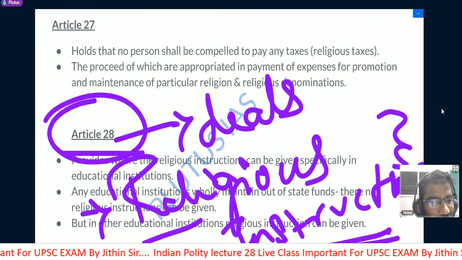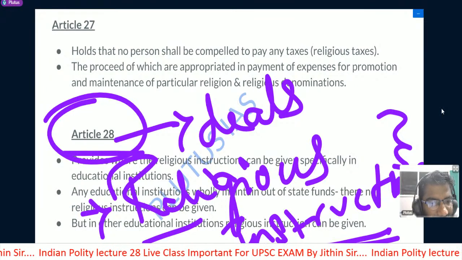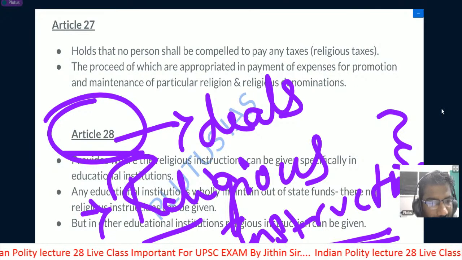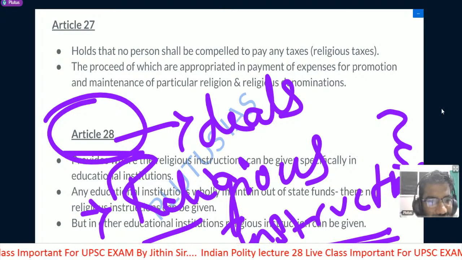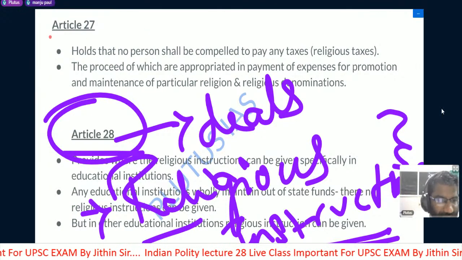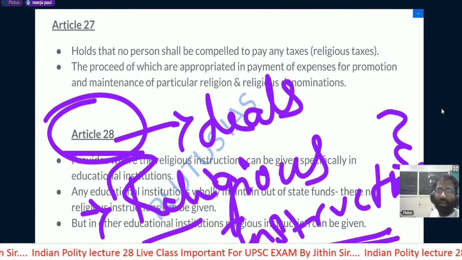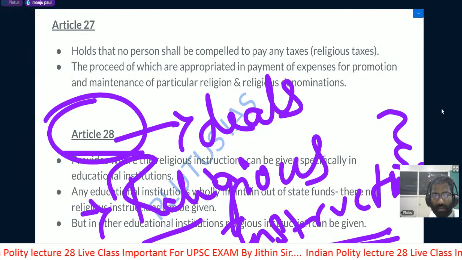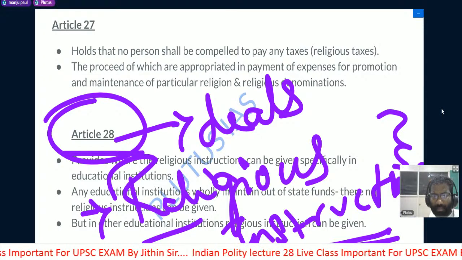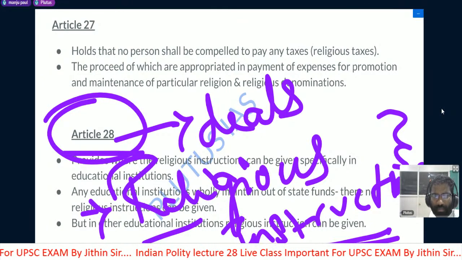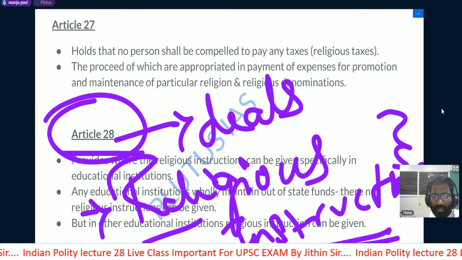Got it? Manju, repeat what I said. Manju, unmute yourself and repeat. Because this article is a bit tricky, that's why I'm asking you again. Manju, fast. Yes, sir. But what did I say? Sir, you said any religious institution that is owned by government or any private people, can religious instructions be given or not?